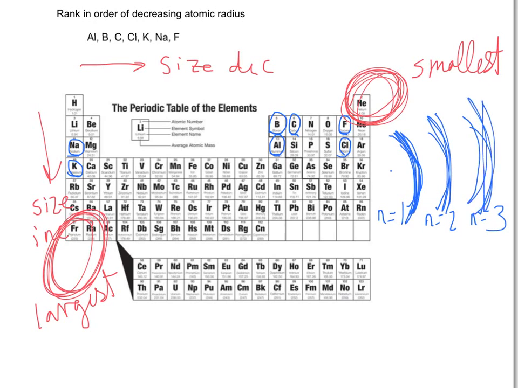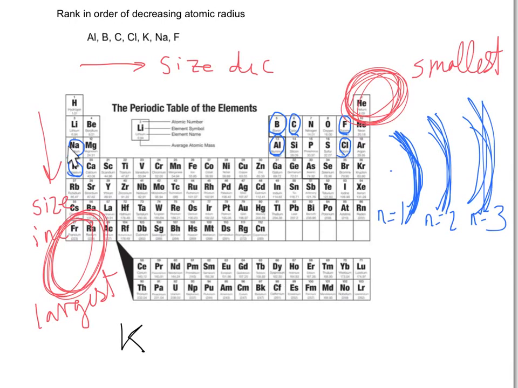And so when you look at these, you can see that potassium is in the fourth energy level, so that should be the largest. Then you have sodium, aluminum, and chlorine in the third energy level, so those would be in the middle. And then you have boron, carbon, and fluorine, which are the smallest, so those would be at the end. And so let's start ranking. We said potassium is in the fourth, so that would be the largest, so that goes first. So we're going to start with potassium.